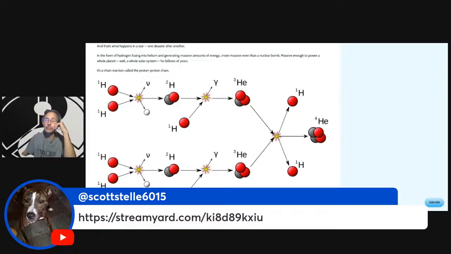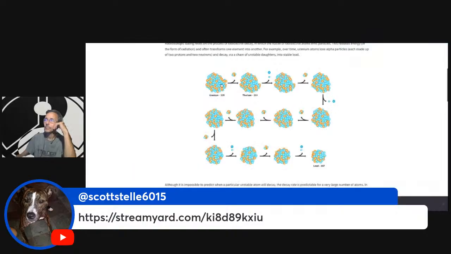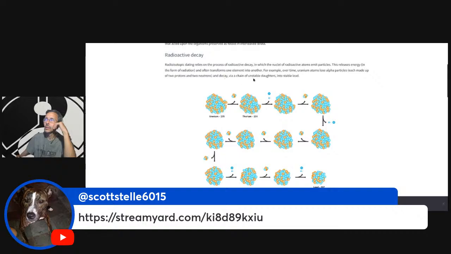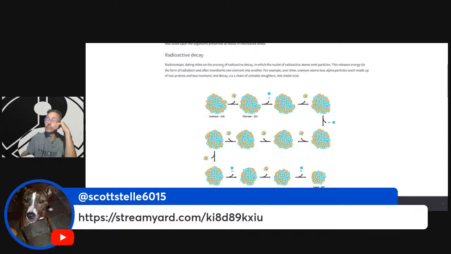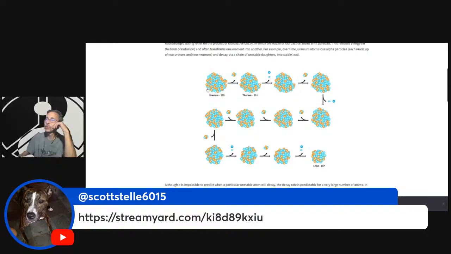This is called beta decay. Actually, I don't remember at the moment what this is called. Anyway, maybe it says here. For example, over time, uranium atoms lose alpha particles, each made up of 2 protons and 2 neutrons, and decay by a chain of unstable daughters into stable lead. Sorry, that's right, it's radioactive decay. Anyway, when the crystal is formed, it has uranium-235 in it.